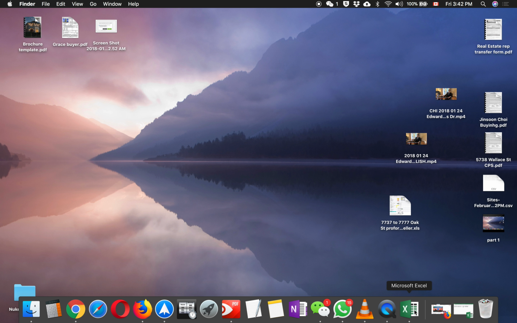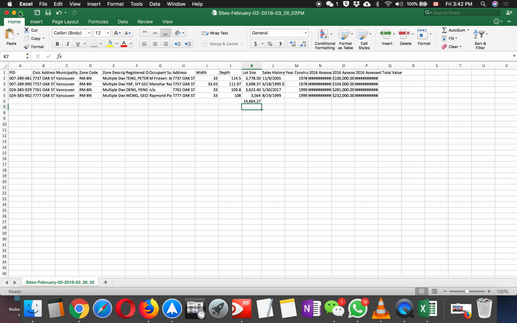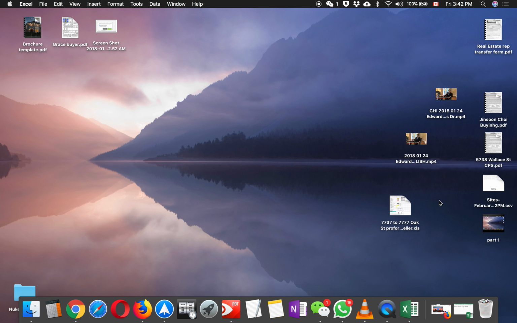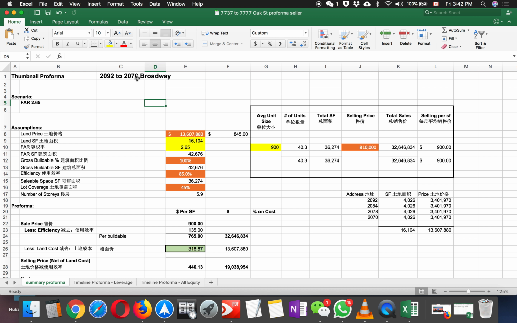So again, 7737 to 7777 Oak. Now we have found out what their square footage is and their FSR, floor space ratio. Now we're going to go into the performance side of things. So first of all, we just want to adjust a couple of things.